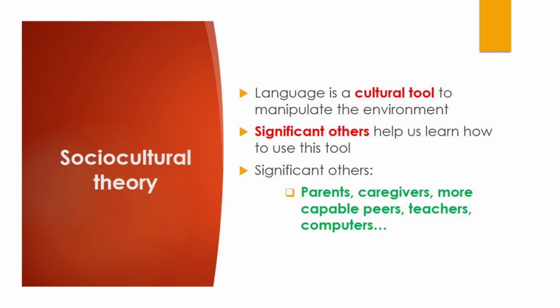The second theory within the social constructivist perspective is the sociocultural theory. This theory is built on the assumption that cultures develop tools to control and manipulate the environment. Humans have developed several tools to manipulate weather, tools to manipulate the land, as well as cars and planes to manipulate distance and time. Language, in this perspective, is just another tool that humans use to manipulate their environment, and they have to learn how to use it appropriately.